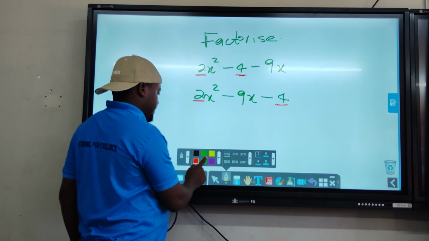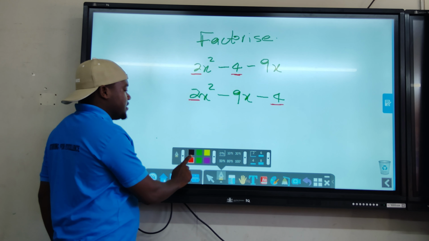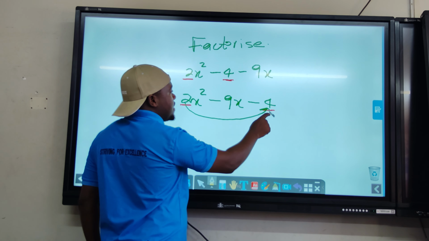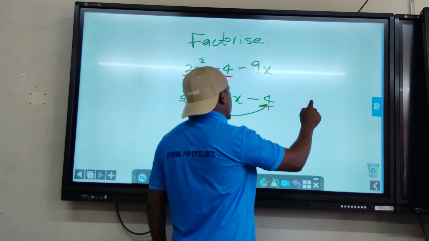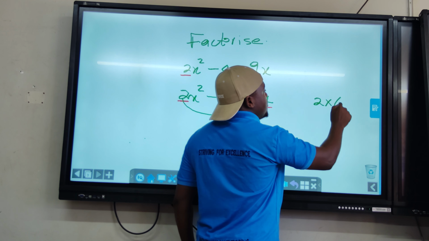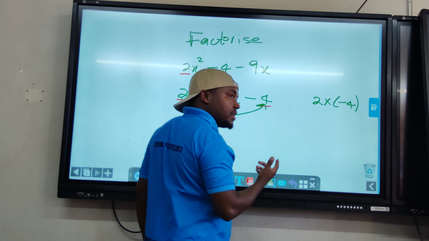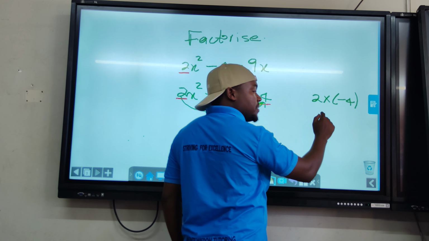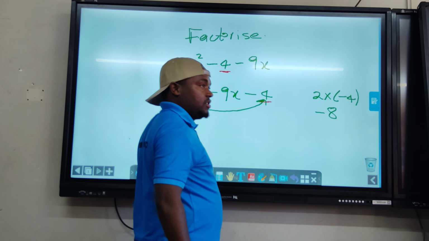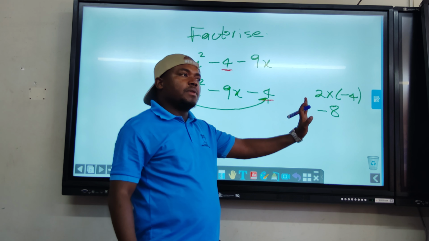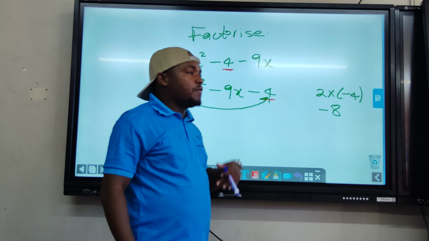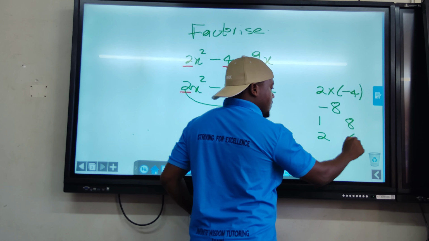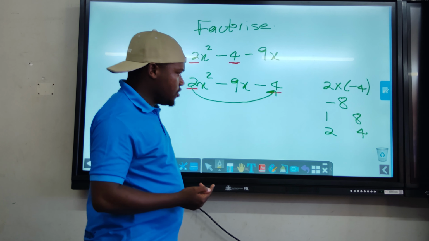So the first thing we do is, we start by multiplying the coefficient with the constant. We multiply the 2 by, we can say negative 4, so that when we verify it later on it will be okay. So 2 multiplied by negative 4 is negative 8. So we look for factors of 8. This negative will work for us later. We look for factors of 8, which are 1 and 8, 2 and 4. Is there any other? No, I doubt.